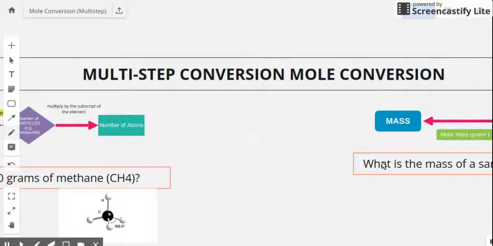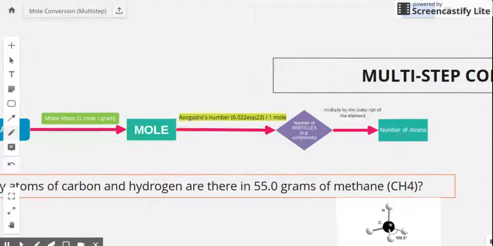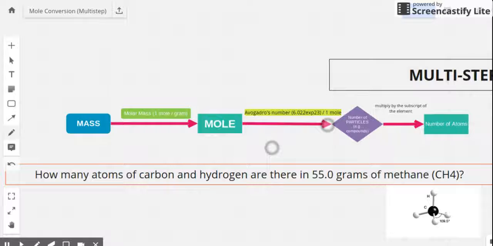What do we do if we do multi-step conversion when we do mole conversion? So what do we mean by multi-step conversion? Multi-step conversion is going to happen every time you are given the mass of a certain substance, and then you'll be asked for the number of particles, maybe the number of molecules or number of formula units, or even the number of atoms in a compound.